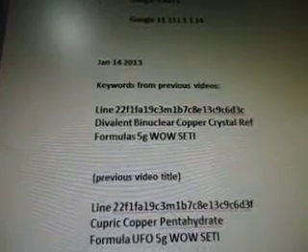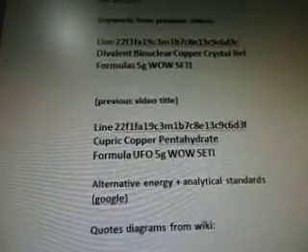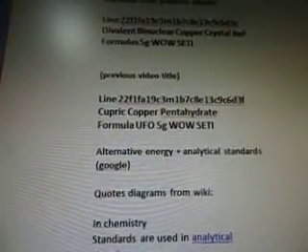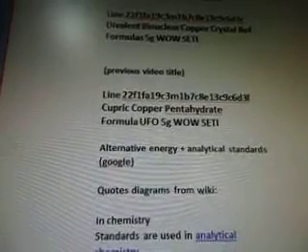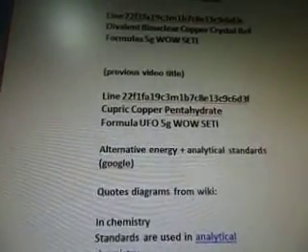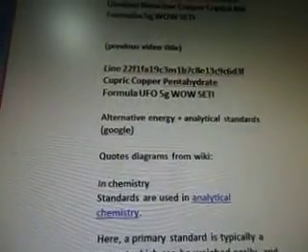22f1fa19c3m1b7c8e13c9c6d3g, Divalent, Binuclear, Copper Crystal Reference Formulas 5G Wow Seti. The previous video title was line 22f1fa19c3m1b7c8e13c9c6d3f, Cupric, Copper, Pentahydrate Formula UFO 5G Wow Seti.